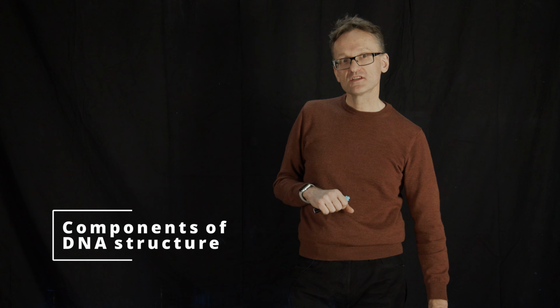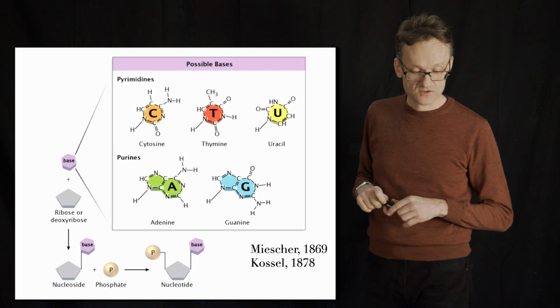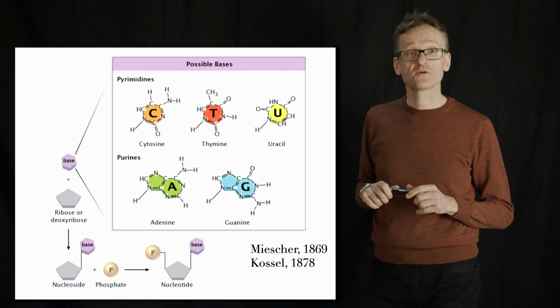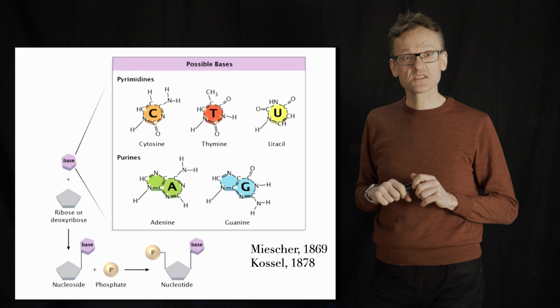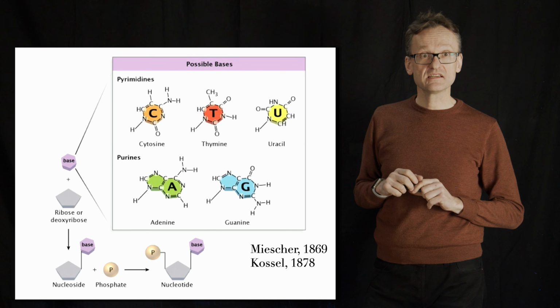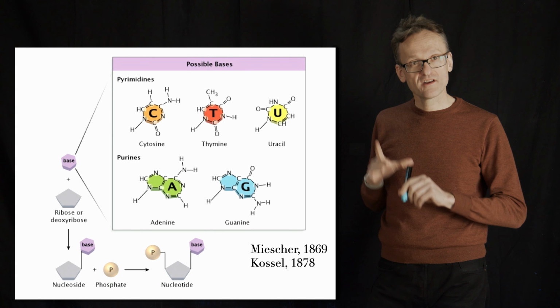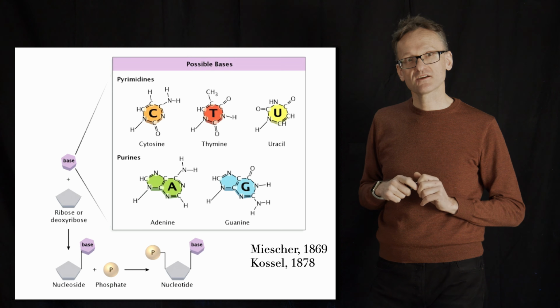The actual contents of this monomer here were actually known before we had the full structure of DNA. So the actual contents of each monomer here is that you have a base, and in DNA there are 4 different ones called A, G, C, and T: adenine, guanine, cytosine, and thymine. In RNA you have a different one. I'll get to that one in a second.